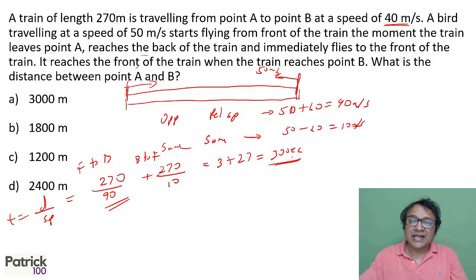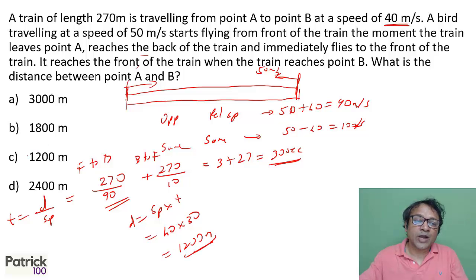So in 30 seconds, how much will the train travel? Distance traveled is speed into time, which is 40 meters per second into 30 seconds, which will be 1200 meters. C option.